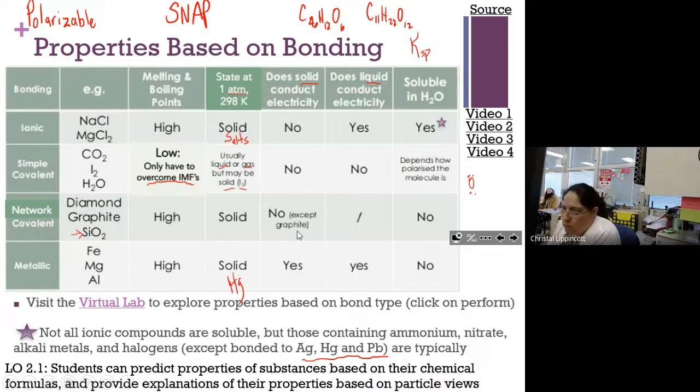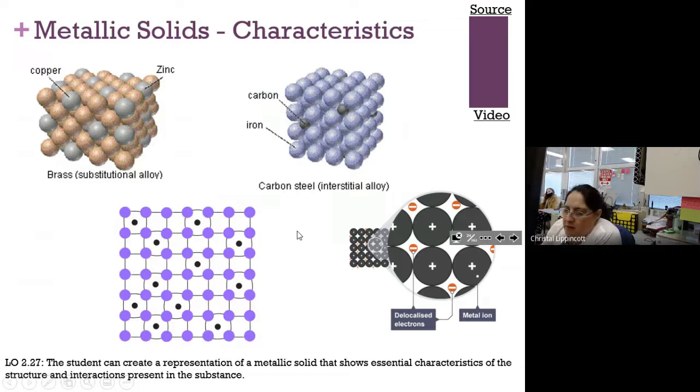Metallic solids then, when we have characteristics of these, we would have alloys. So this is a substitutional alloy. Your substitutional alloys have atoms that are very close in size to the atom that it's substituting. These are interstitial. These holes in between the atoms are called interstices. And so this is an interstitial alloy where you take a smaller atom and you fit it in there.